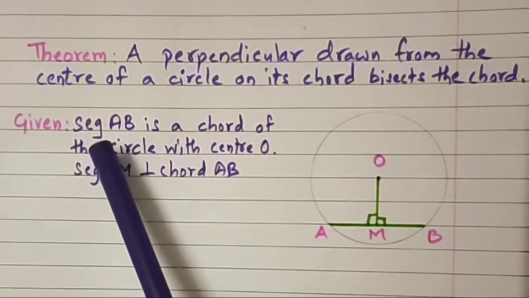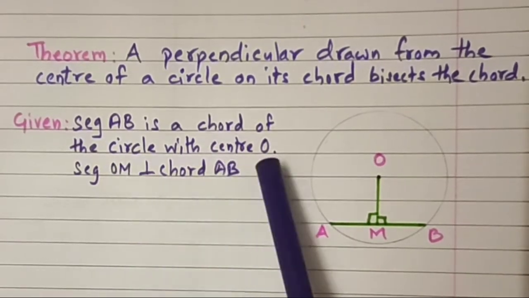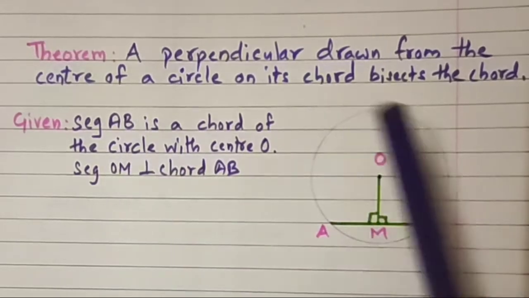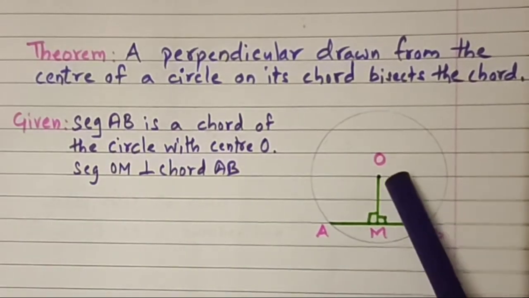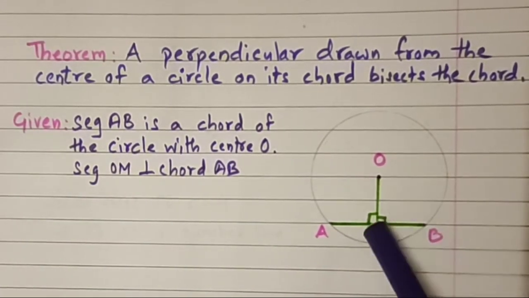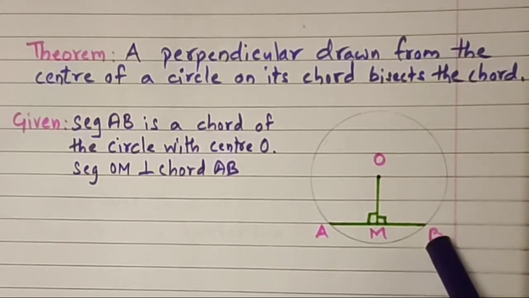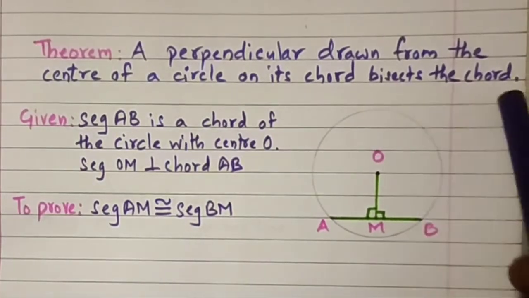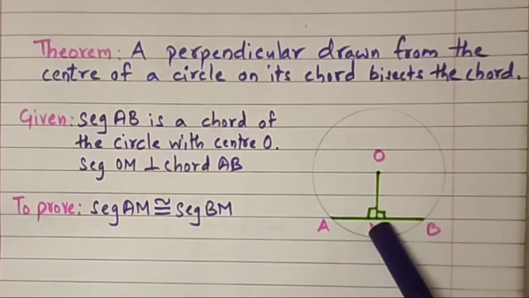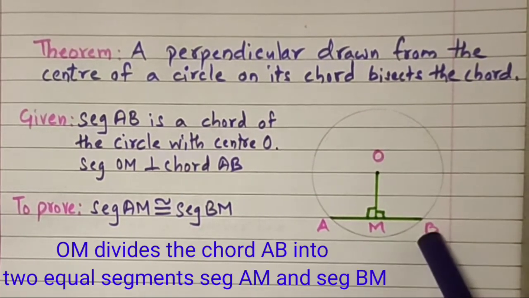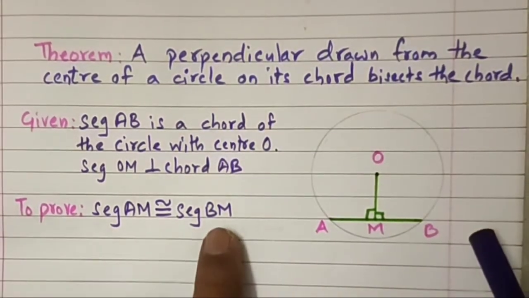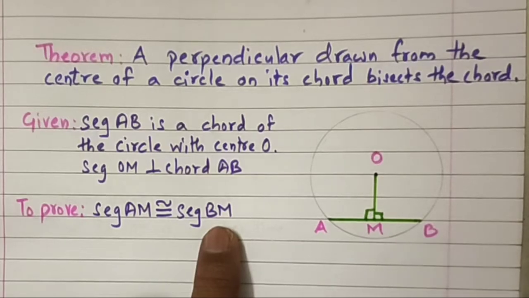So we have written segment AB is a chord of the circle with center O, and the perpendicular is drawn from the center on the chord. So we have drawn segment OM perpendicular to the chord AB. So what we have to prove? The perpendicular bisects the chord. So this perpendicular OM, when we draw on the chord, it divides segment AB into two equal parts, segment AM and BM. This is what we have to prove.